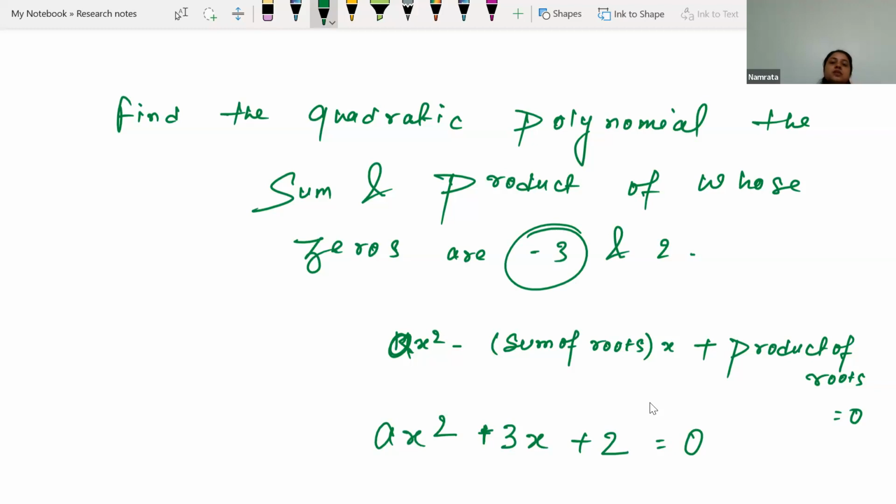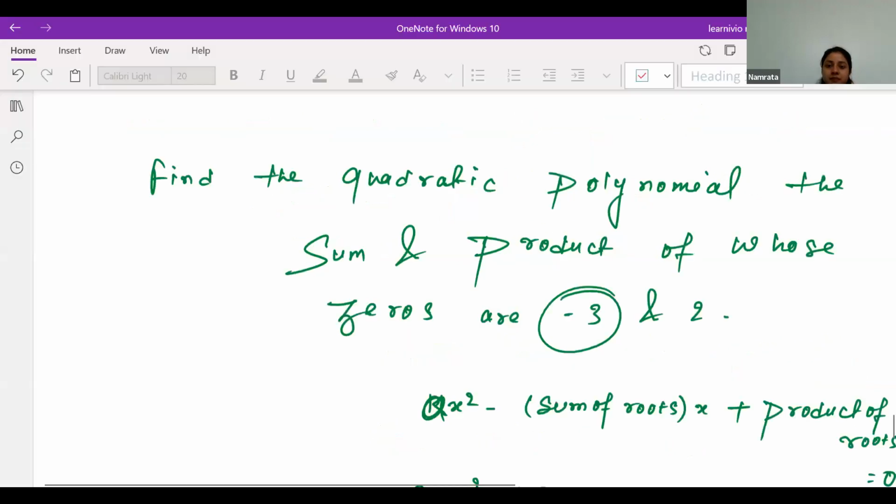Have you done the division algorithm for polynomials? That's cut from our syllabus. You are not audible clearly, can you please repeat? That's cut from our syllabus this year, so we didn't do it. Okay, it was just discarded from the syllabus this year.